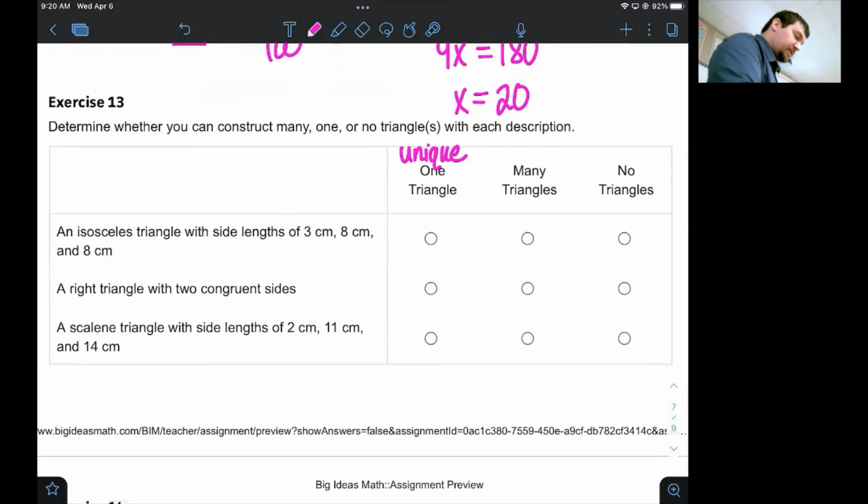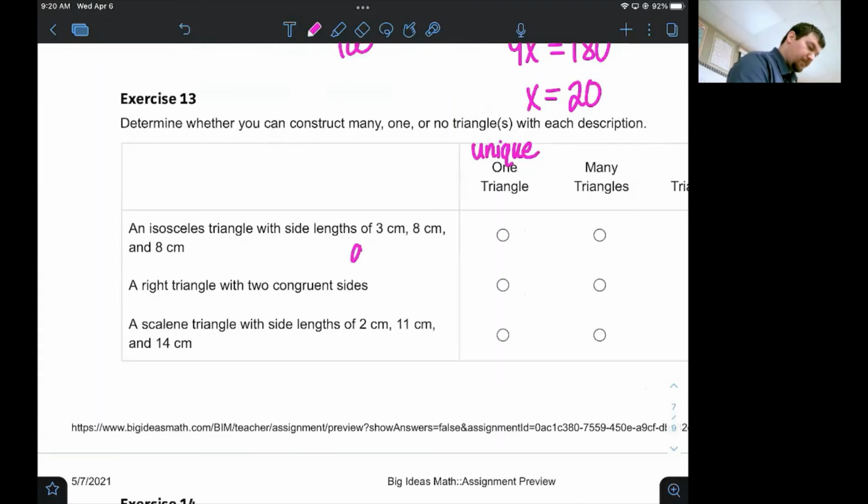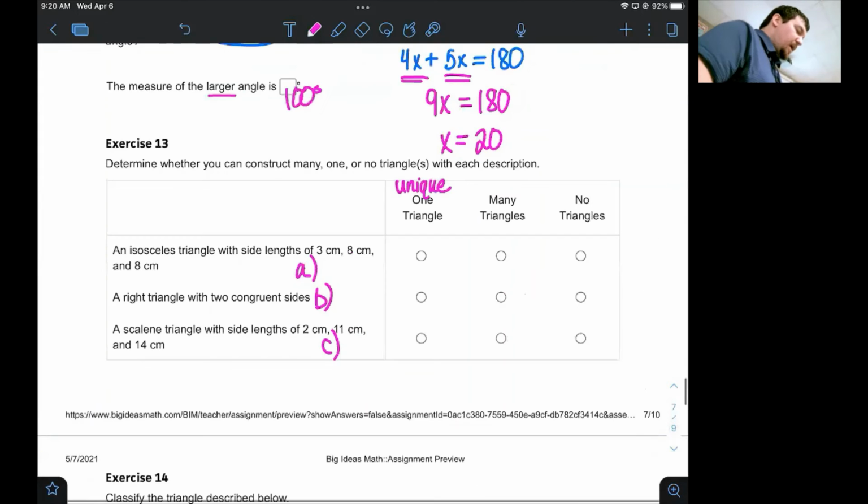And I saw, okay, so we'll just say A, B, and C, and we'll either put unique, many, or none. An isosceles triangle with side lengths 3, 8, and 8.